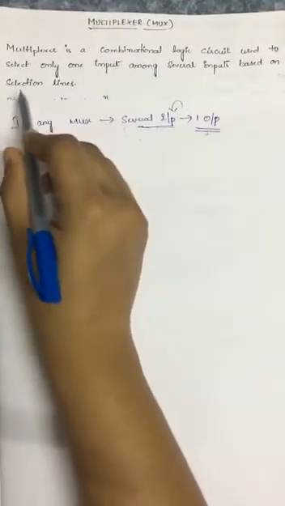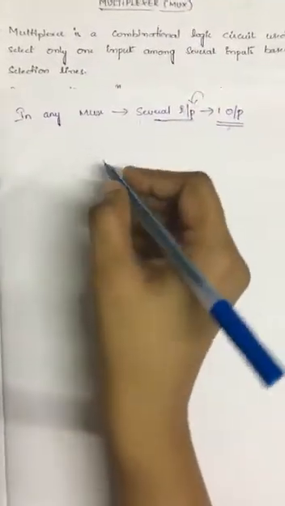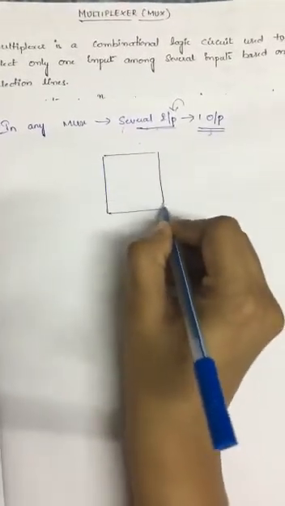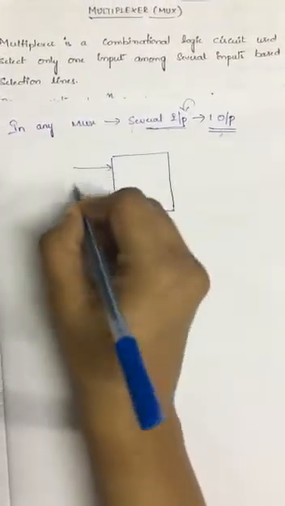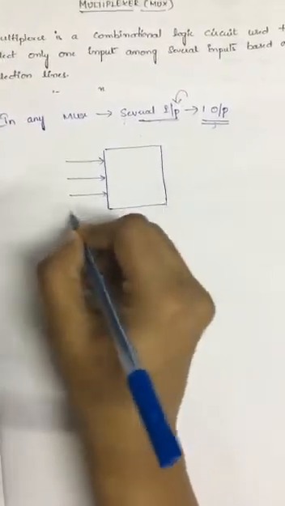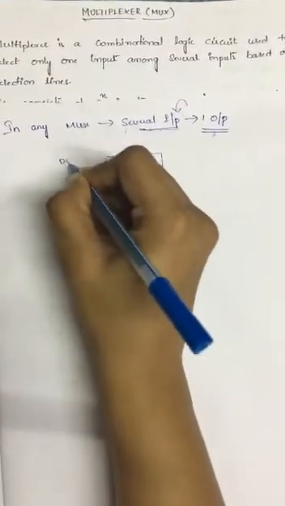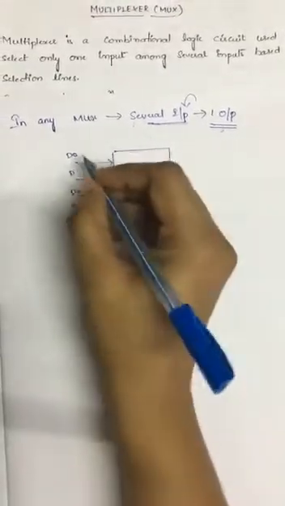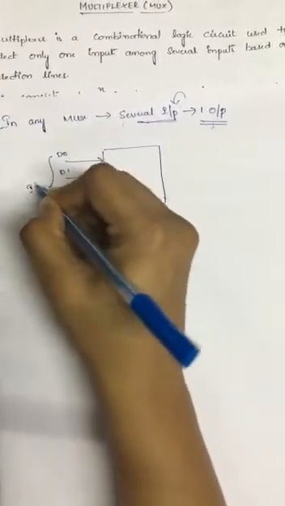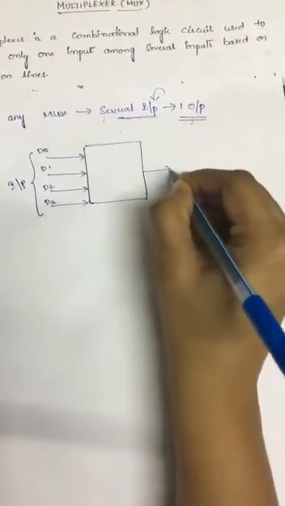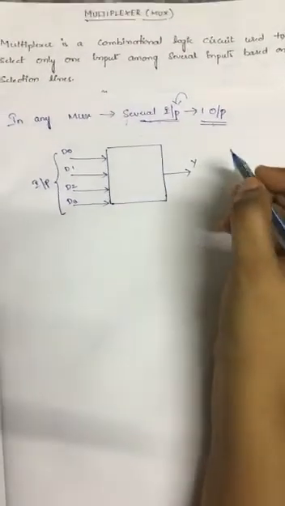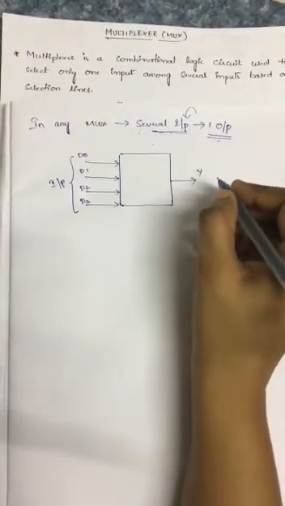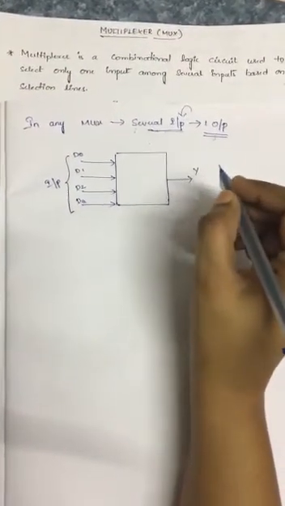What does the selection lines mean? In general, you are going to have a multiplexer like this, and if you are going to have 4 different input signals, I am stating as D0, D1, D2 and D3. These 4 are my inputs, and I am going to have only one output. Remember, it is very important, in any multiplexer the output will be one output.